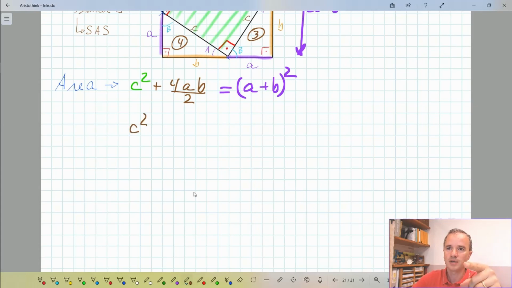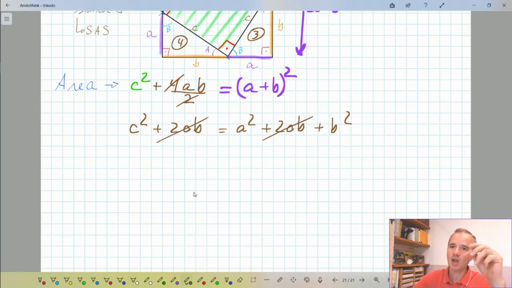So C squared plus 2AB. We just cancel those two. Now let's open this parenthesis. This is A squared plus 2AB plus B squared. That guy cancels with this one and voila. C squared equals A squared plus B squared.